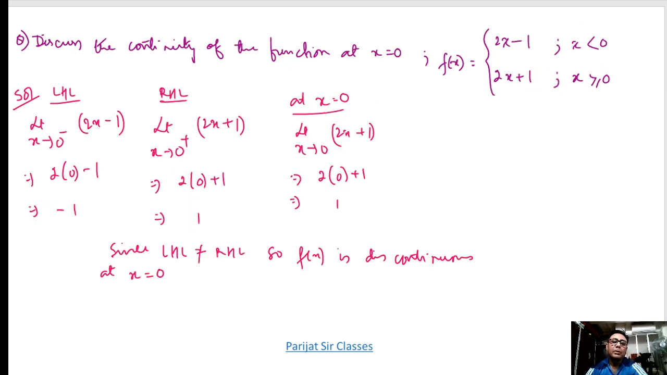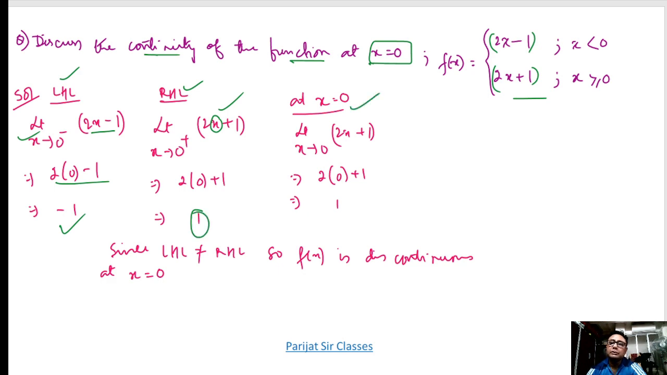Next, we have to check the continuity of the function at x equal to 0. So this is one function for x less than 0, and for x greater than or equal to 0, I will choose this function. For the left hand limit, x less than 0, I will choose this function, putting the value of x, I am getting minus 1. For the right hand limit, I will choose this function, putting the value of x as 0, I am getting 1. And at x equal to 0, I will choose this function, and putting the value 0, I am getting 1. So because the left hand limit is not equal to the right hand limit, the function is discontinuous.